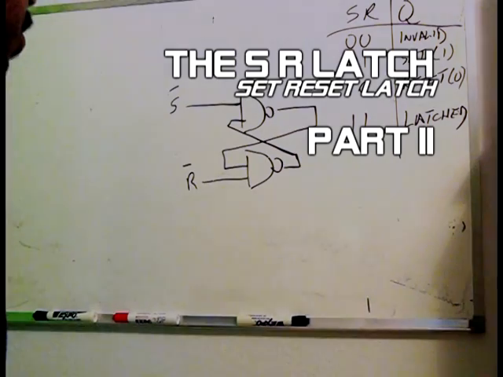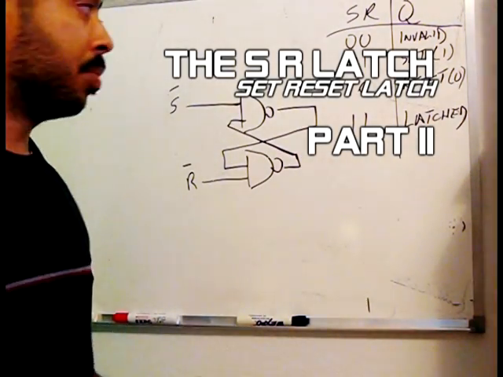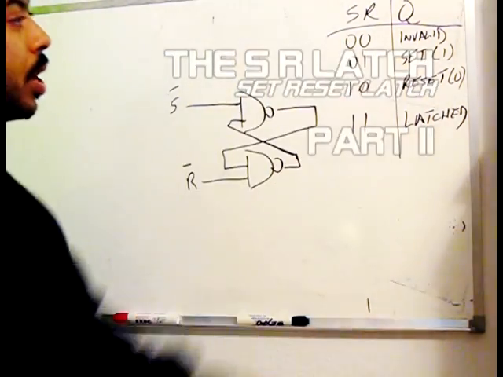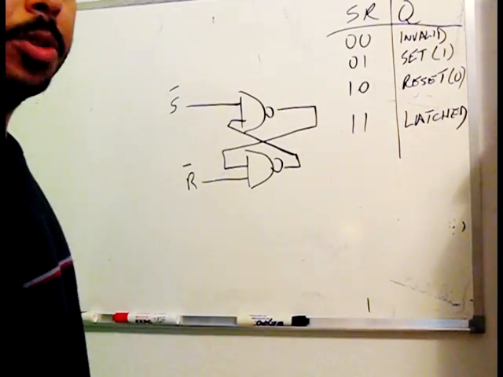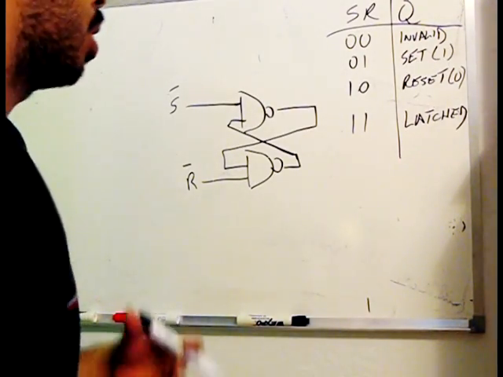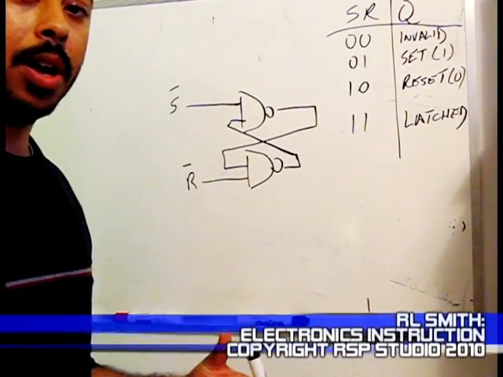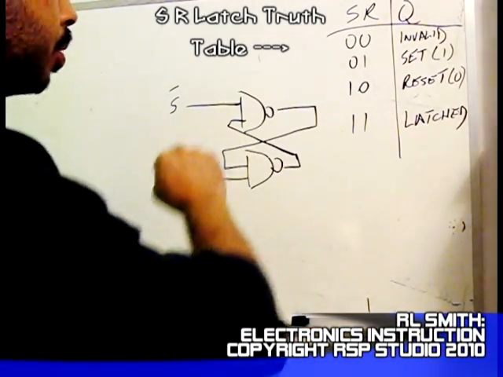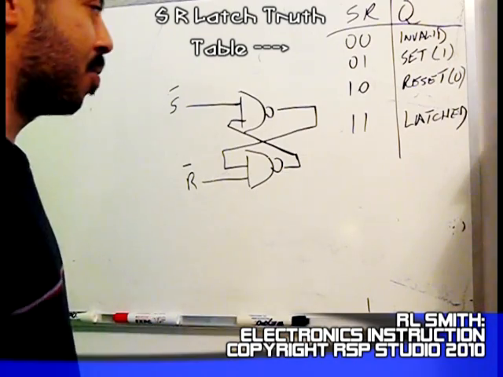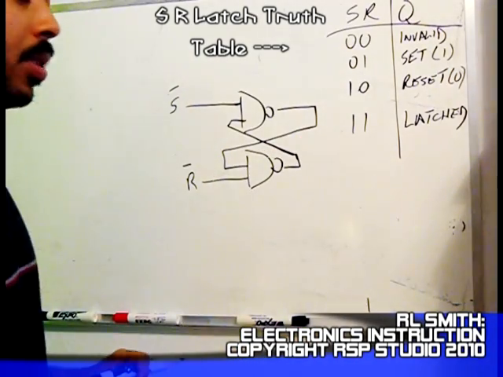I've redrawn the S&R latch here that we were talking about in part 1. Here's the truth table for the S&R latch. I've also drawn the NAND gate truth table. We're going to need to know it, or if you would like to keep that handy, you can write it down. But for these purposes, trying to save board space, we're just going to work with this.